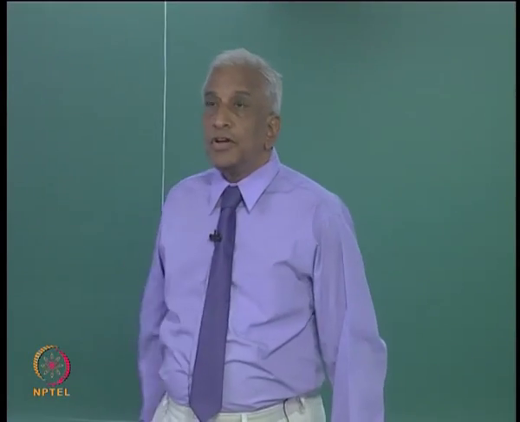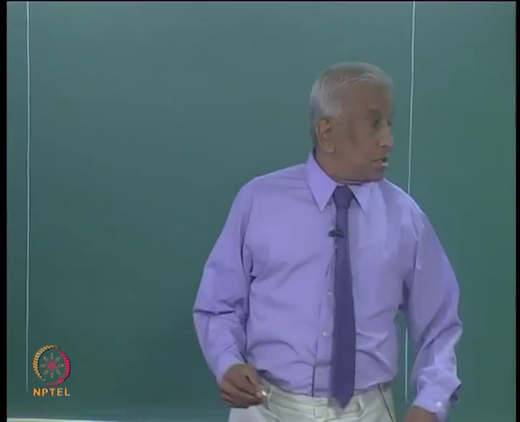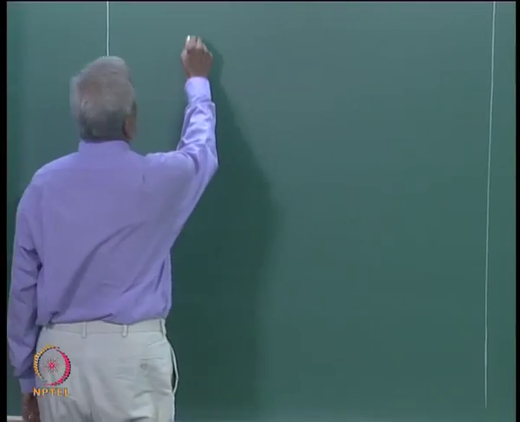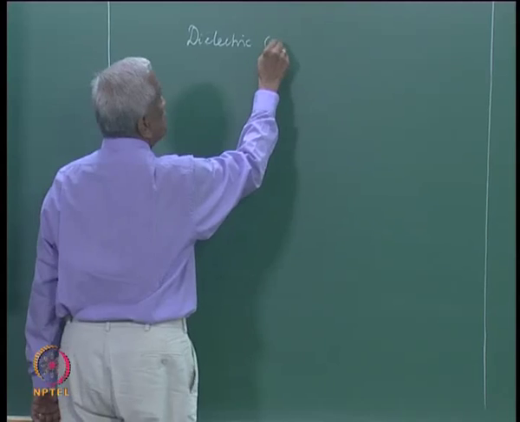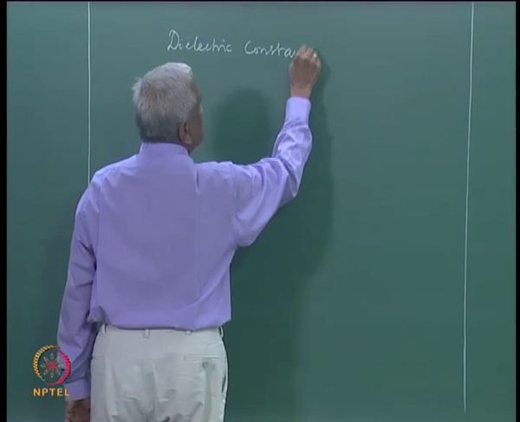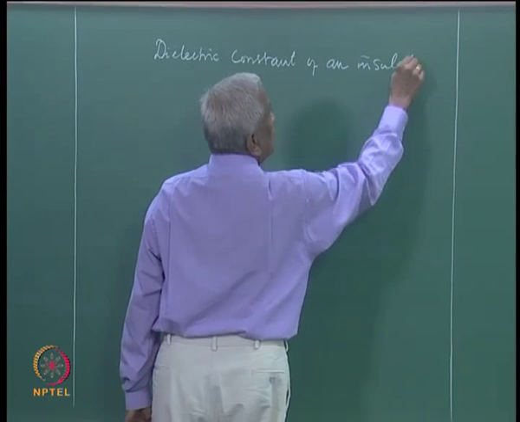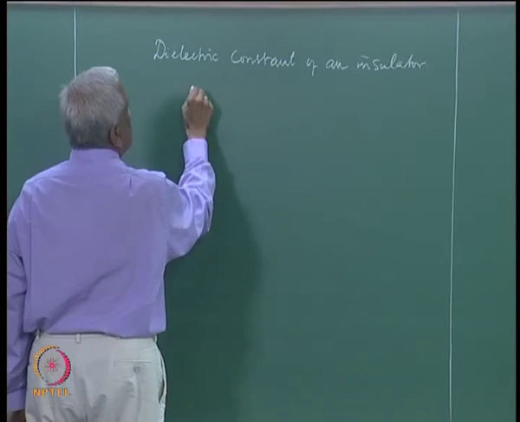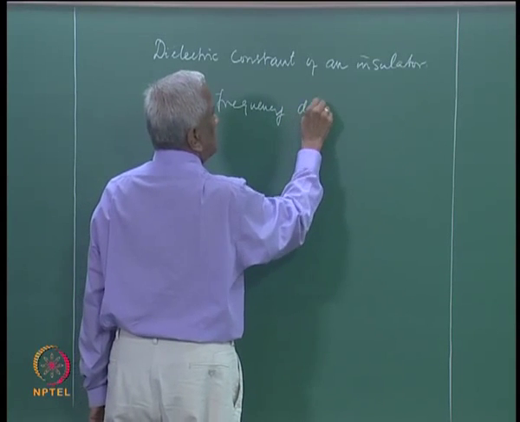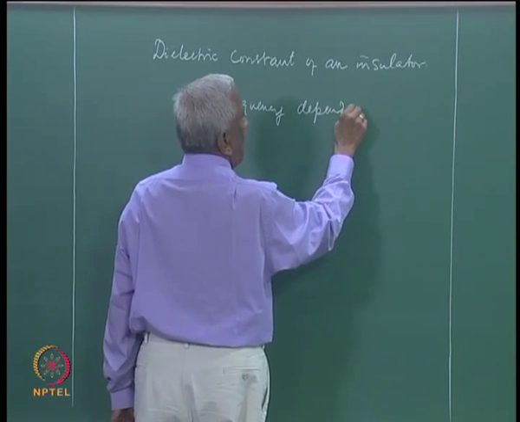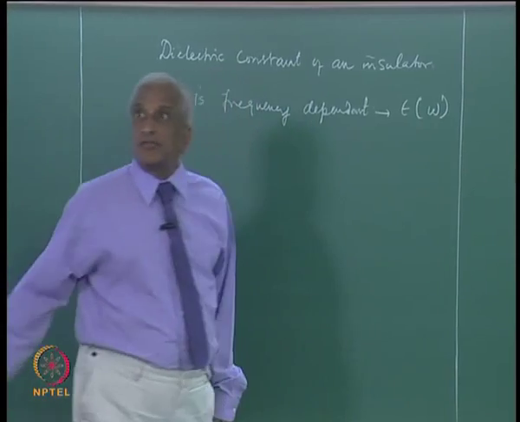We have discussed the mechanism by which the dielectric constant of an insulator becomes frequency dependent. So, we represent this by the function, the dielectric function epsilon omega.